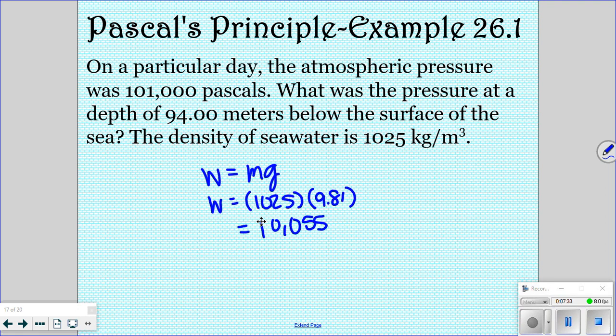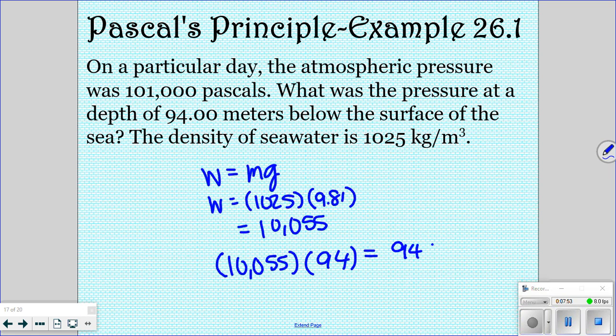And then we want to know how far if we went 94 meters deep. So for that one, the total weight, we're going to take 10,055 and multiply it by the depth that we're going to. So multiply it by 94. And that gives you 945,170. And so that's the pressure from the seawater.